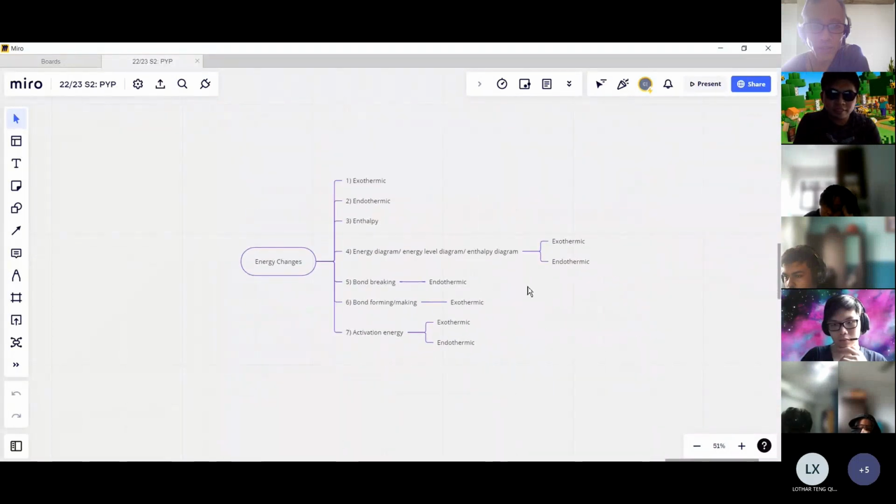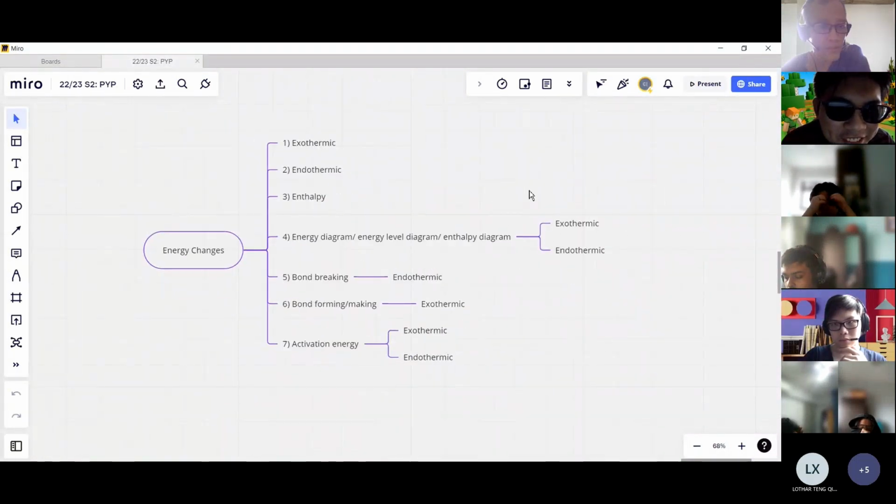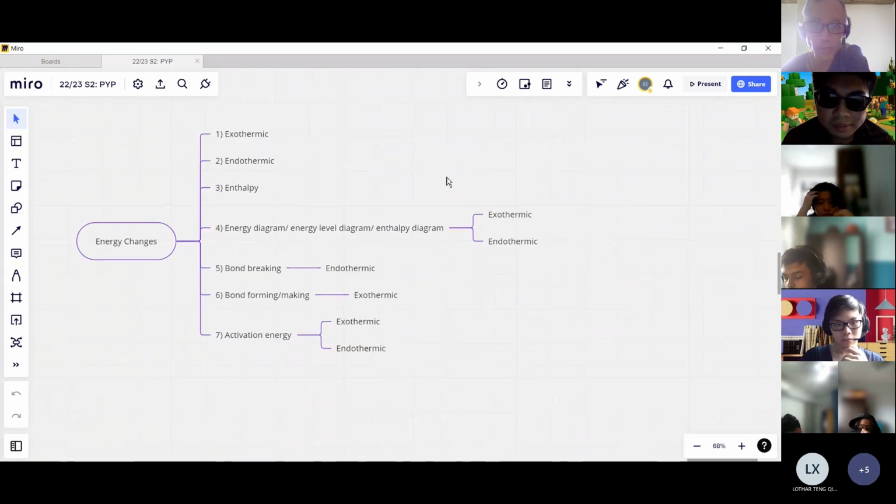Right, so this is the mirror board that I like to use, and you've definitely seen it before.